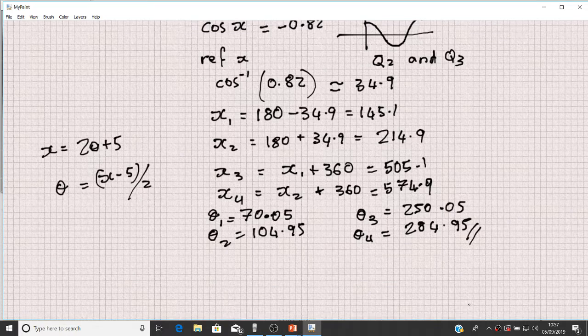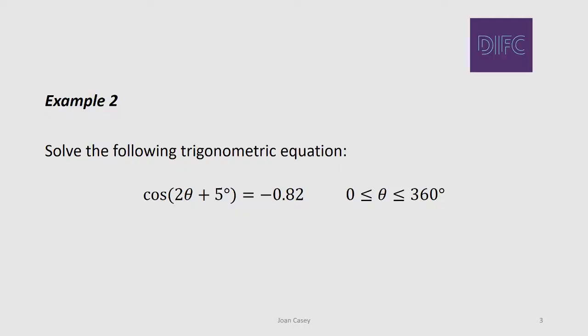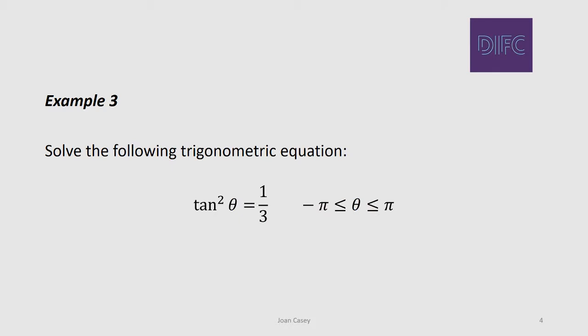Okay, so we'll just clear that down and we'll have one more example to look at, example 3. Solve the trigonometric equation tan squared theta equals 1 over 3, and we're looking for solutions between minus pi and pi. So the problem we were given is tan squared theta equals 1 over 3.